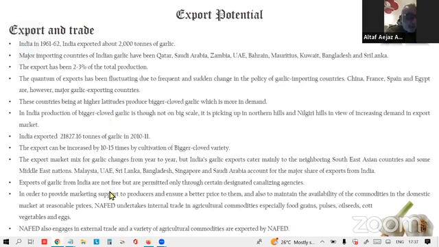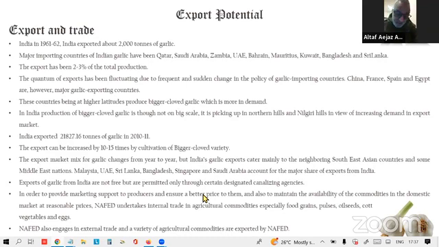The export markets: exports of garlic from India are not free, but are permitted only through designated canalizing agencies in order to provide market support to the producers and ensure a better price to them, and also to maintain the availability of the commodity in the domestic market at a reasonable price.